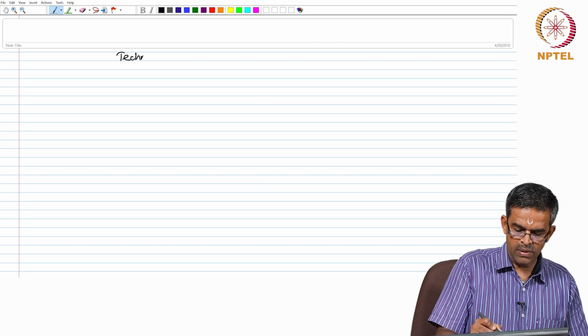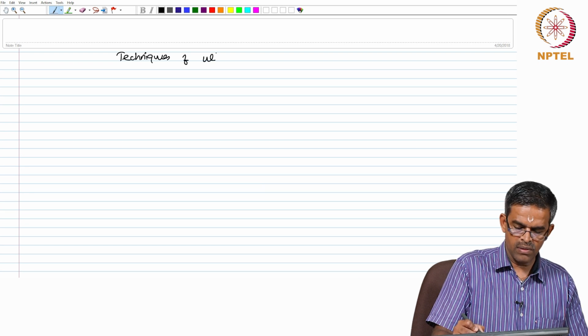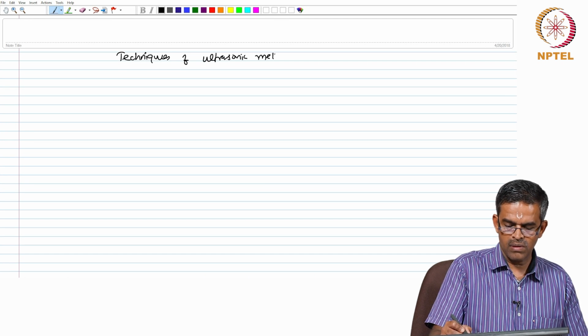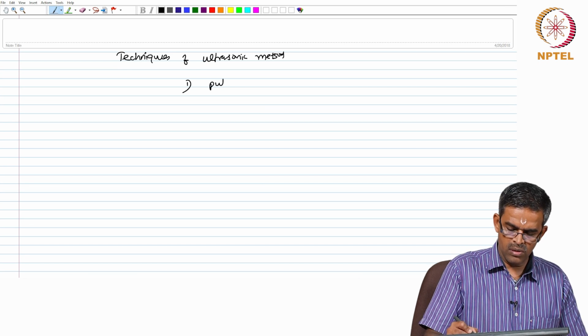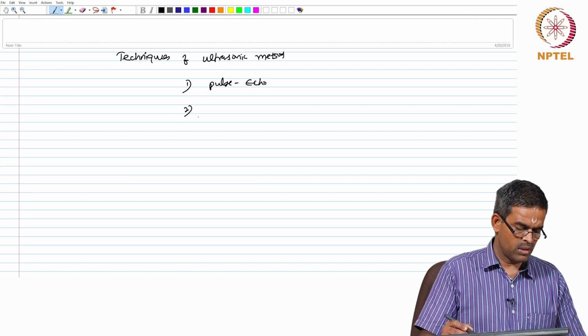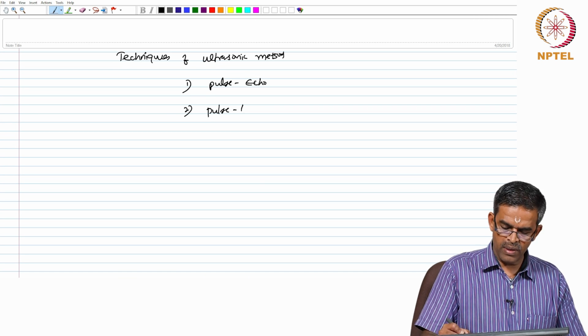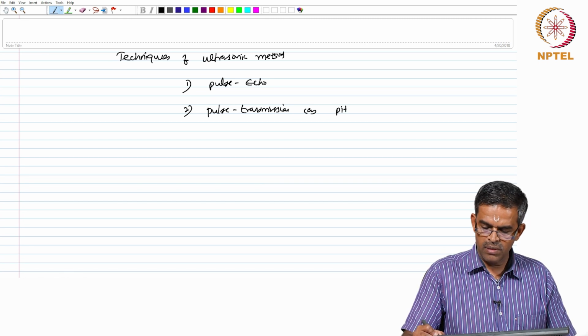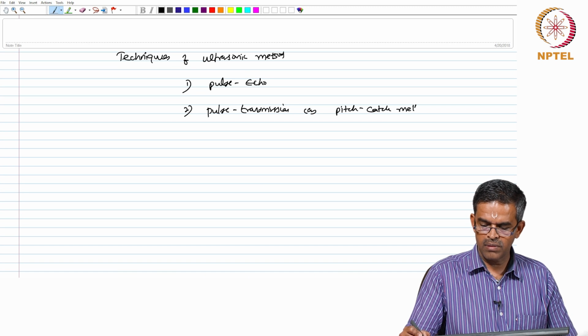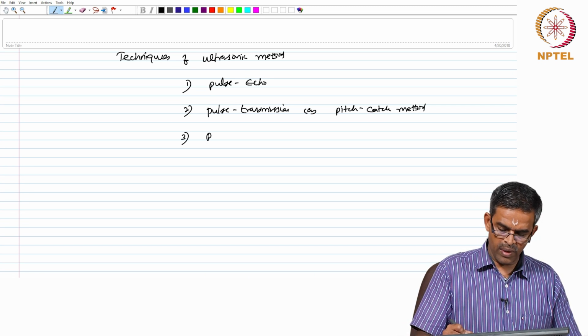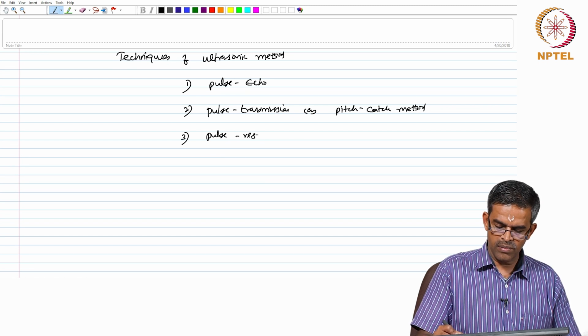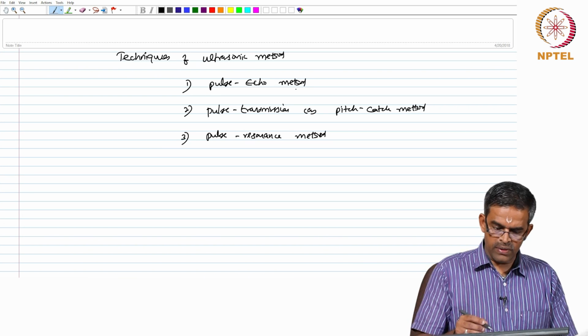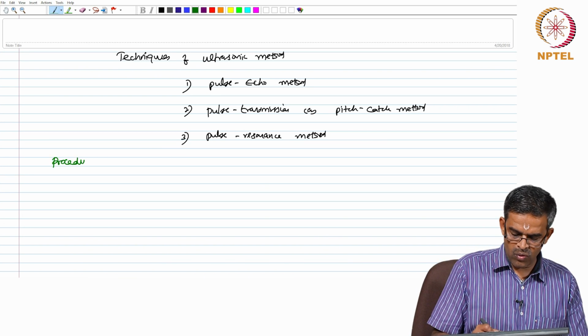There are different methods and techniques of ultrasonic measurements. Commonly used is pulse echo method, the other is pulse transmission or otherwise called as pitch catch method. The third one is pulse resonance method. Let us quickly see what is the procedure followed in these methods.